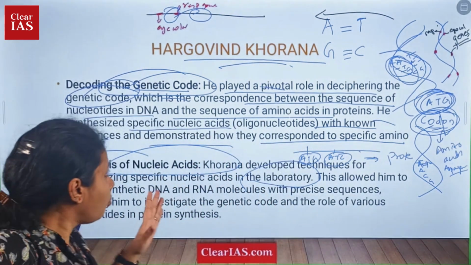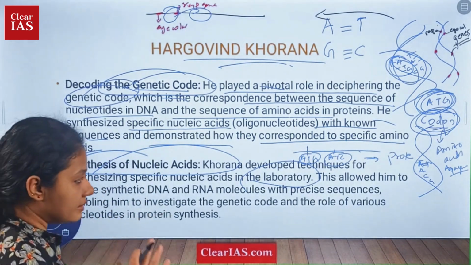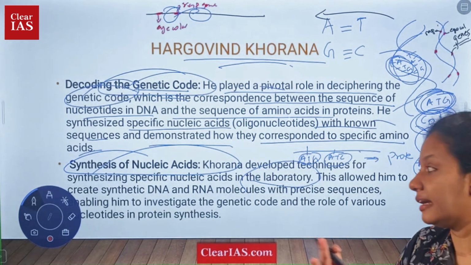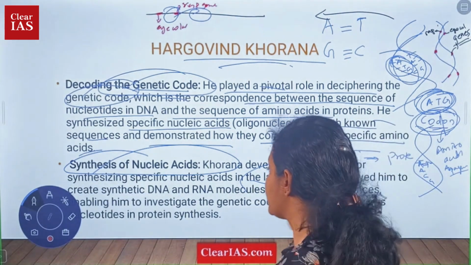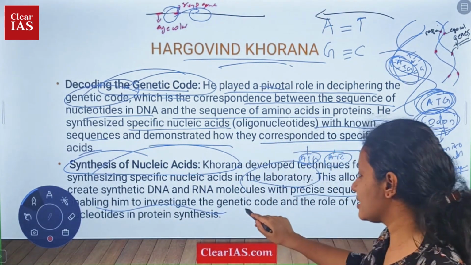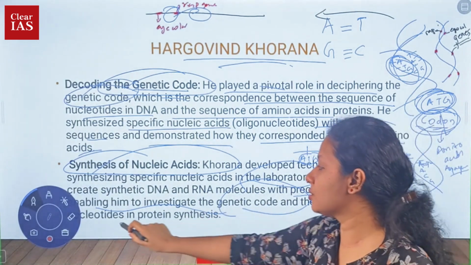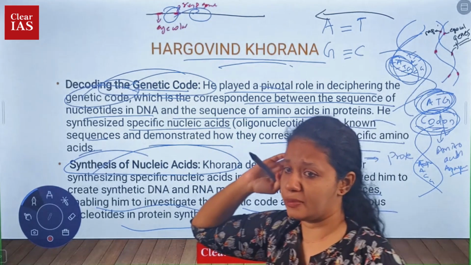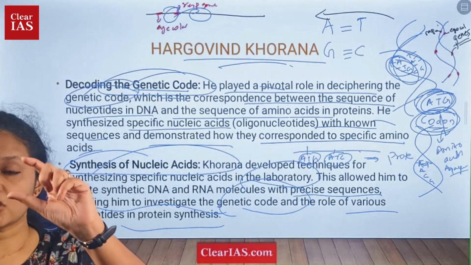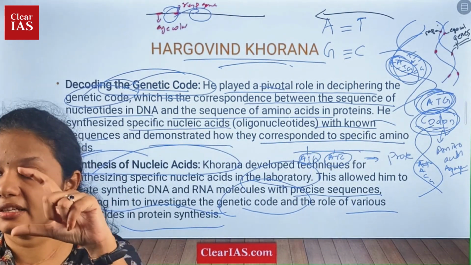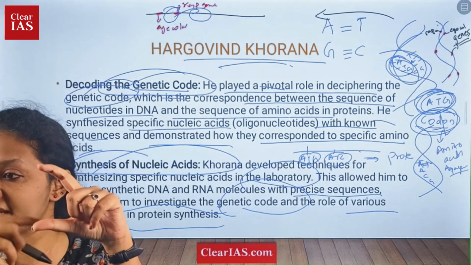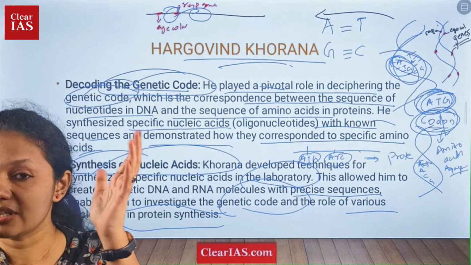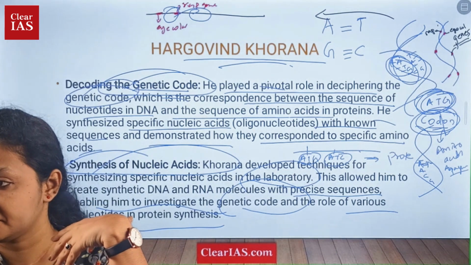So what Har Gobind Khorana did is, he synthesized synthetic or artificial RNA and DNA in the laboratory with precise sequences, enabling him to investigate the genetic code and the role of various nucleotides in protein synthesis. He analyzed which combination of three nucleotides results in the formation of a particular amino acid. This he conducted as research in the lab. Clear?